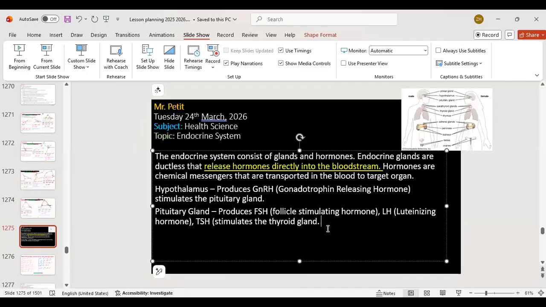And then TSH, it stimulates the thyroid gland to produce thyroxine. All right, good.